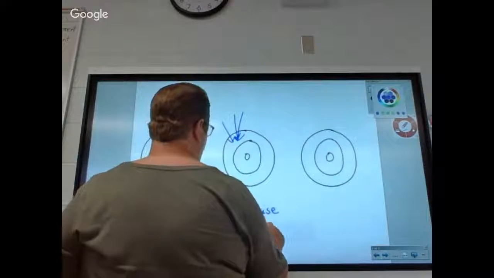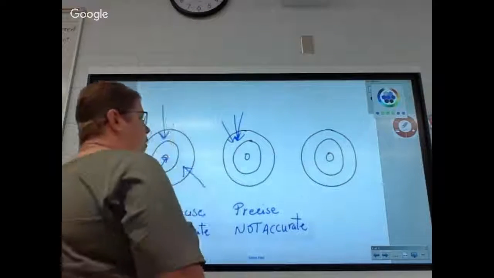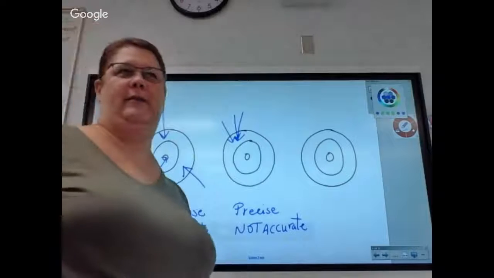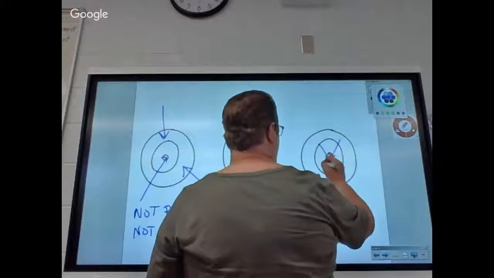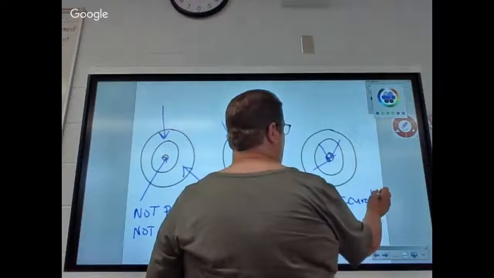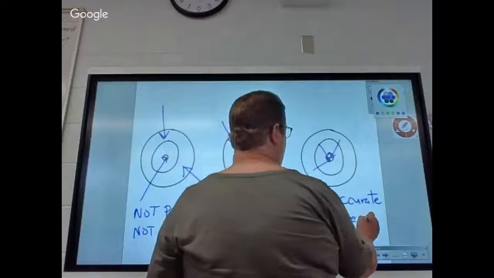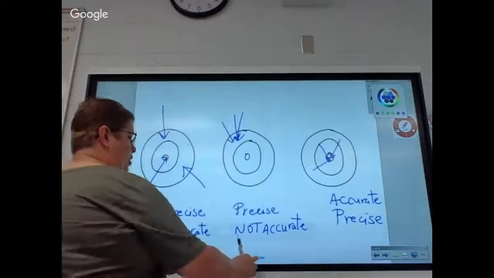But I am not accurate. Now, if I want to be both, where do I need these darts to land? Middle. I need my darts to land where I'm going to win the game. Okay? Now I can be both accurate and precise. Most students don't have any trouble being able to do that with darts.